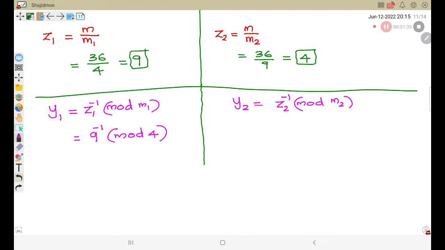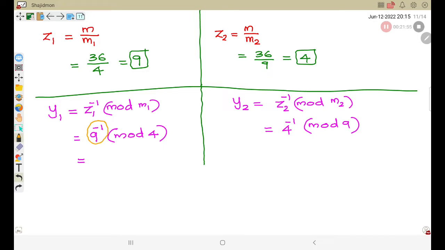9 inverse mod 4. And what is Z2 inverse? Z2 is 4. So 4 inverse mod M2 means what number? 9, correct? 4 inverse mod 9. Now how to calculate this number? 9 inverse, okay? Concentrate here. How to calculate this 9 inverse?